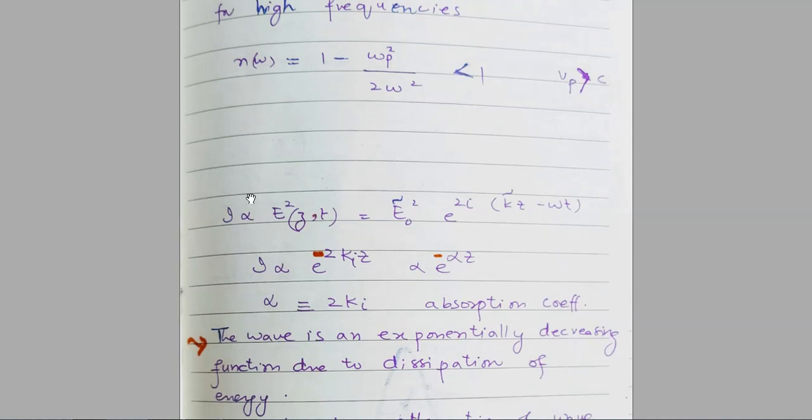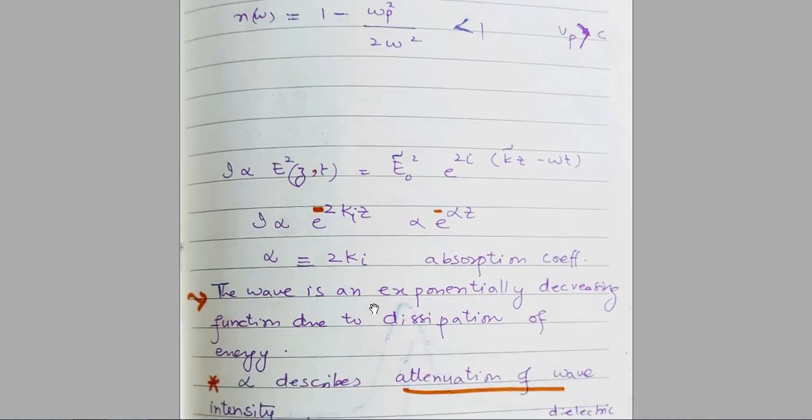The intensity of an electromagnetic wave, as you know, is proportional to E squared, the electric field square, and you have to put here the formula. This exponential factor goes to 1, and you can say that the intensity is approximately equal to exponential of minus 2 ki z. This is the attenuation factor. You have assumed that alpha equals 2 ki, and this is the absorption coefficient.